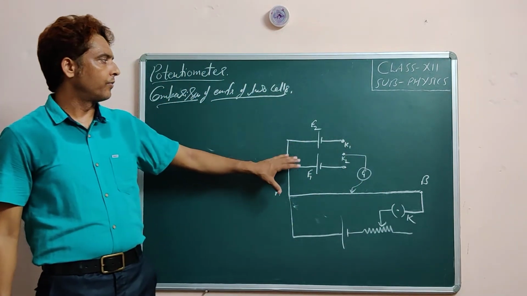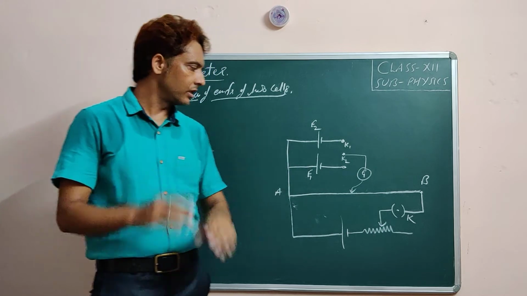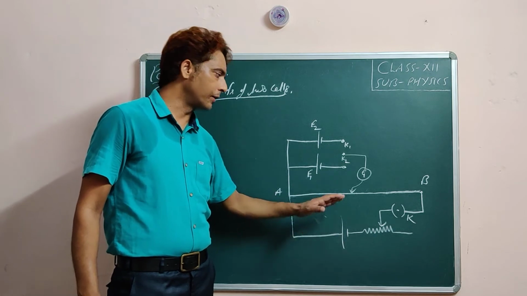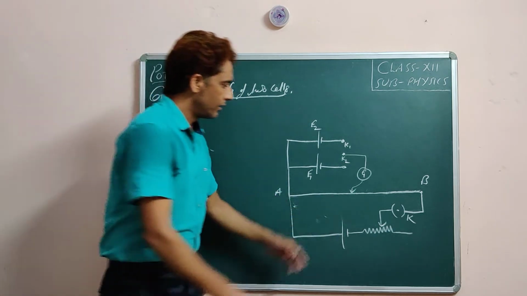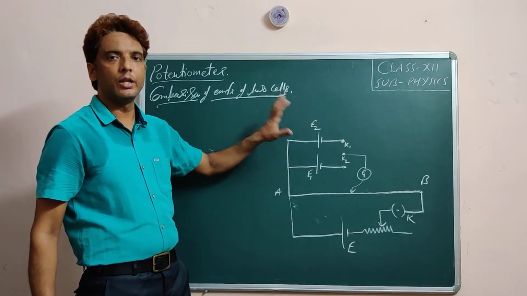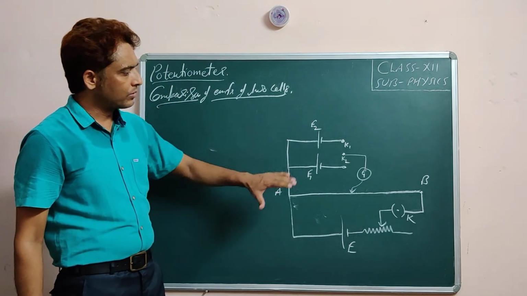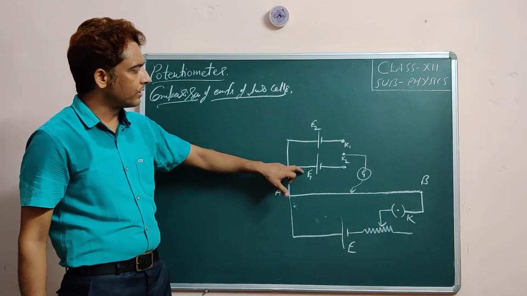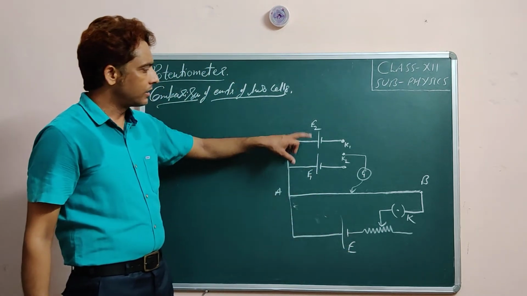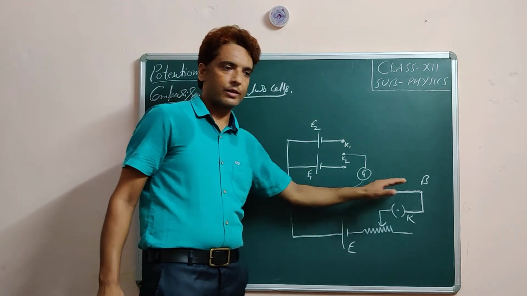So this is the circuit diagram for comparison of EMF of two cells using a potentiometer. This circuit is known as the auxiliary circuit or driving circuit, and the cell of EMF E is known as the driver cell, and these two cells are known as driven cells. Now, in order to use this potentiometer for comparison of E1 and E2, the EMF of the driver cell should be greater than E1 and E2. Only then will we be able to obtain a null point on this wire.